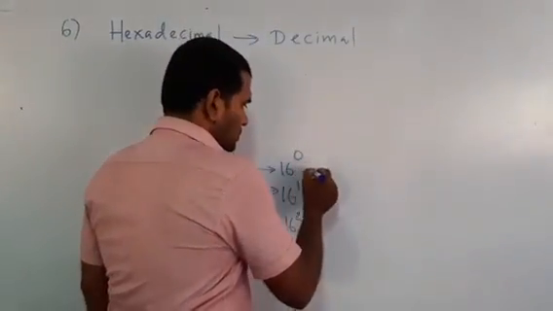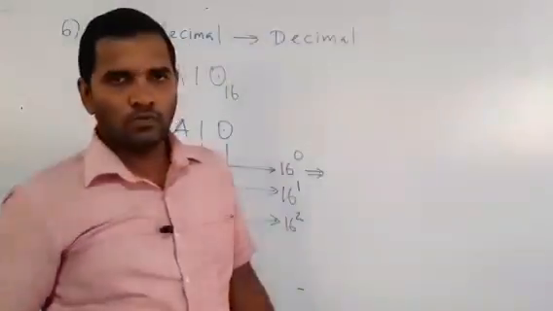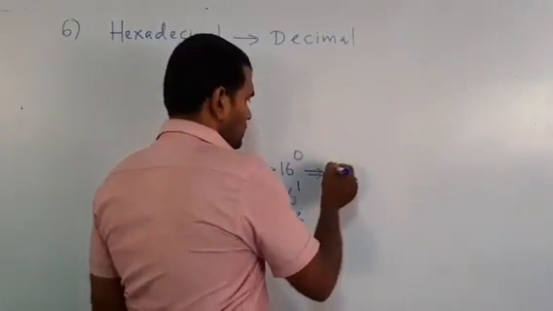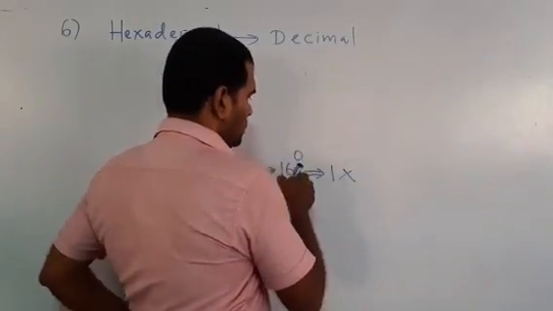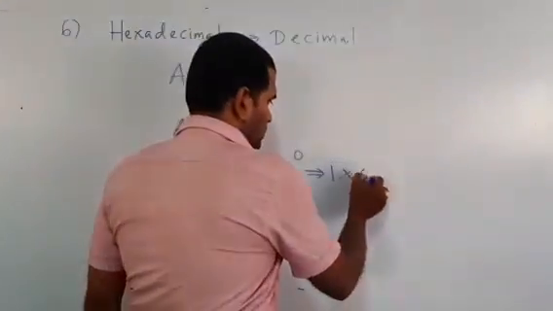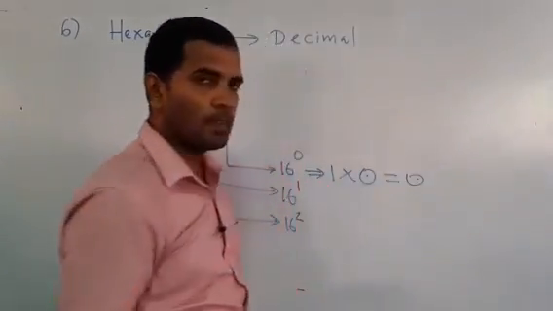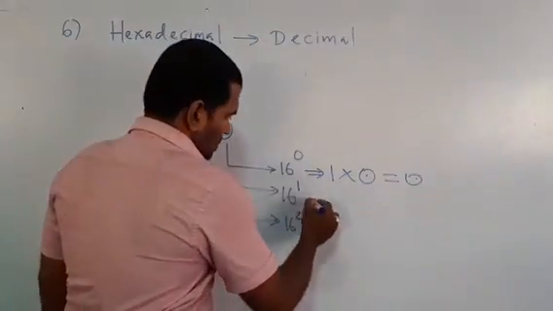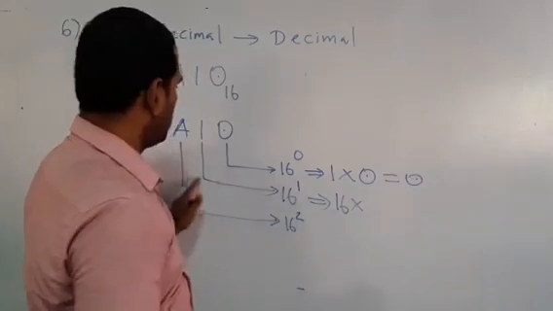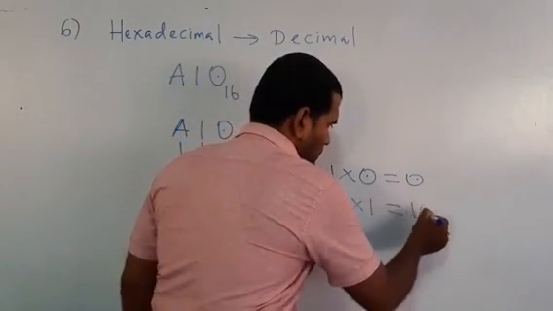After writing those positions, we have to find the value as we did earlier. So 16 to the power 0 is always 1, into the digit which belongs to that position, which is 0. So 1 into 0 is 0. Next, 16 to the power 1, yes, 16 into the digit, which is 1. So 16 times 1 is 16.